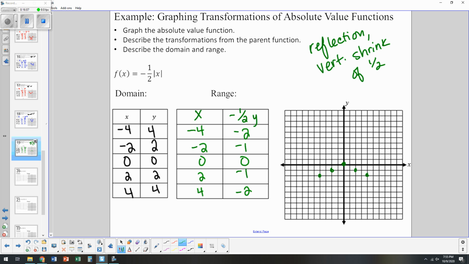So notice this is much wider, and it's flipped over because there was a reflection. So again, domain won't change, but now my range has a high point instead of a low point. So my graph is pointing down, so now y is less than or equal to, still that middle number, right? The y value, 0.